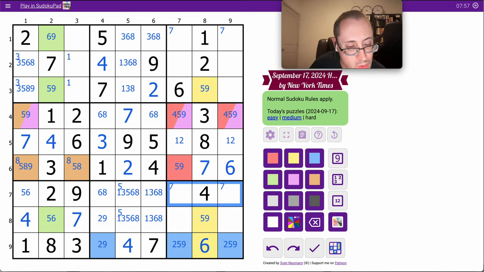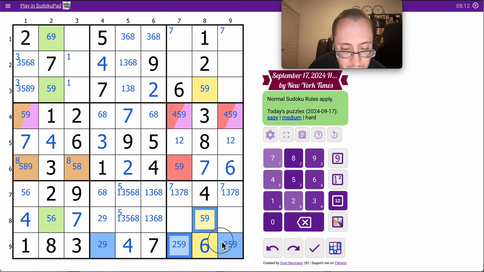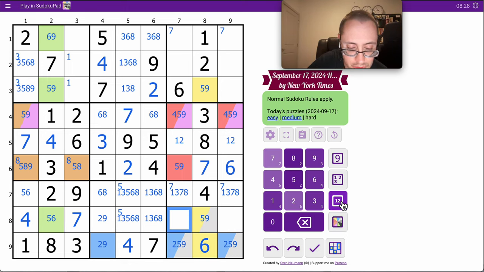Seven's one of those two. 1 3 5 6 7 8 for the rest of row 7 that doesn't already have candidates filled in. Neither can be 6. And neither can be 5 because of the 259 here. There's a 259 two different ways. Interesting. Two, four, five, okay. This is from 1 3 7 8 that sees nothing except 7. That sees 7 also.